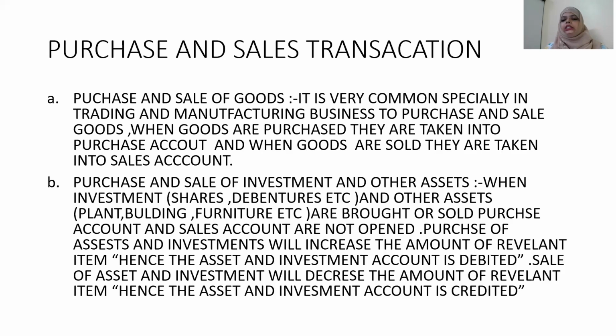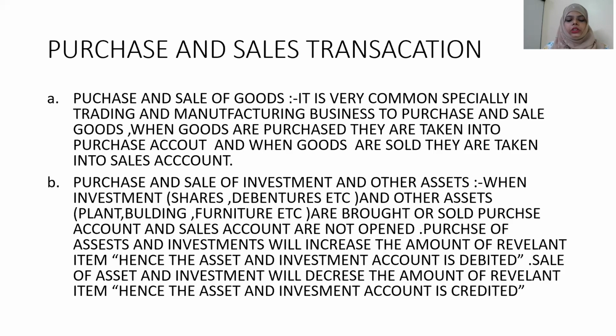Next is other assets. Other assets means fixed assets. Obviously, the purchase and sale can be of fixed assets. For current assets, they may not have a particular account, but for fixed assets, for example a plant. Plant means your own manufacturing unit. Building means your business building, and furniture. Furniture means you may have some particular furniture in your business. When these are bought or sold, purchase account and sales account are opened.